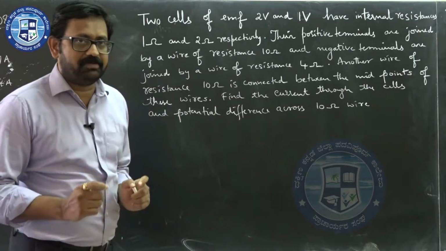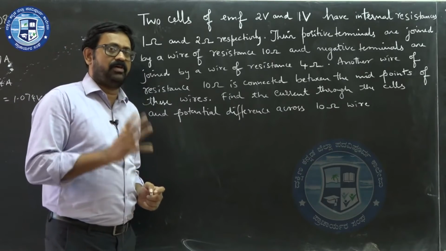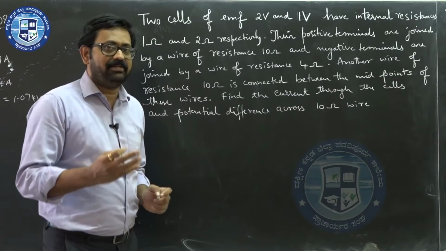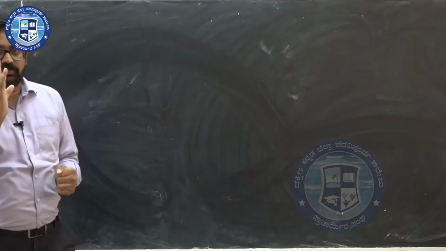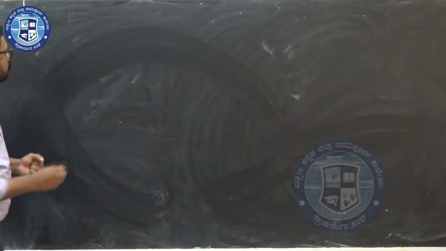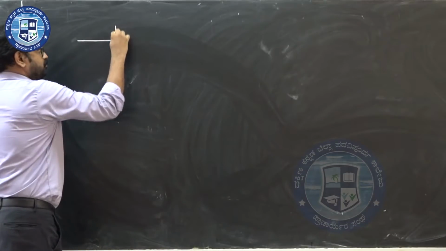I think the problem is clear to you. Now, this problem I am going to solve with the help of KCL and KVL. Look at the solution. Now, the solution for the problem. So, according to the problem, there are two cells.